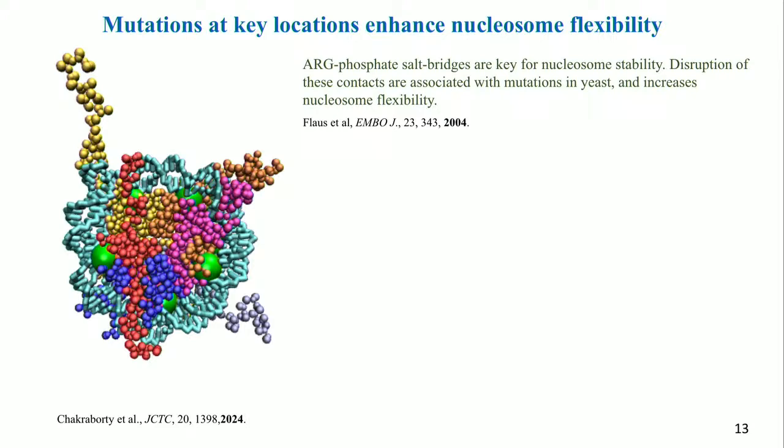For that, what we did is we mutated some of the arginines shown here into lysines. The reason being, these arginine-phosphate salt bridges are known to be a key component of nucleosome stability, and disruption of these contacts is associated with certain mutations in yeast, and is known to enhance nucleosome flexibility. So we wanted to see whether our model is able to capture this.